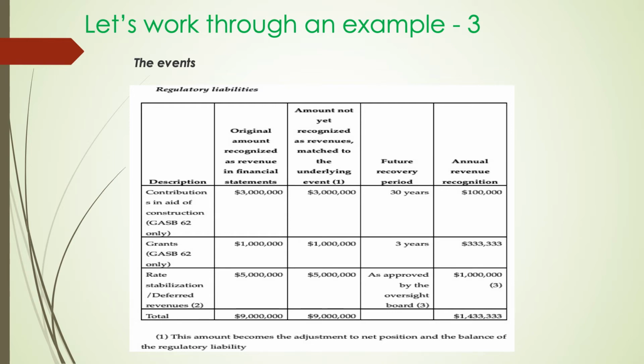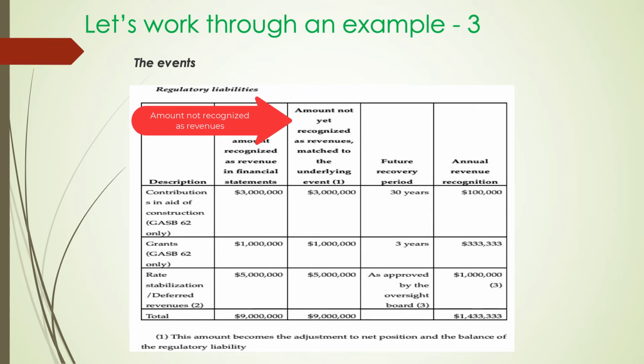So first is contributions in aid of construction. This would be for GASB utilities only, grant treatment, again, GASB utilities only, and rate stabilization or deferred revenues, which could be GASB or FASB utilities. Go through the same process. Next column over is the original amount recognized as revenues in the financial statements. The third column from the left is the amount not recognized yet as revenues matching the underlying event.